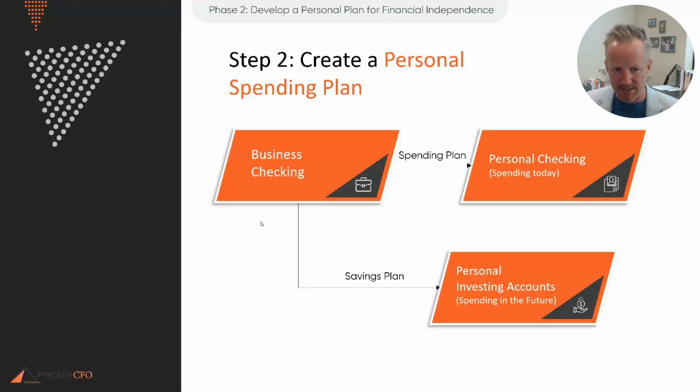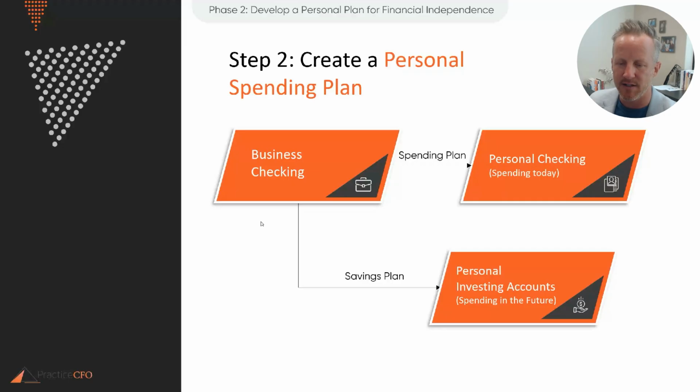Try to lock that in your head visually: you've got your business checking account, and you've got 2 arrows coming out. One goes into your personal checking account for spending today, and one goes into savings accounts, whether those are investment accounts, education funding accounts, IRA accounts, even CDs perhaps, or treasuries, things like that. You have your savings, so spending in the future.